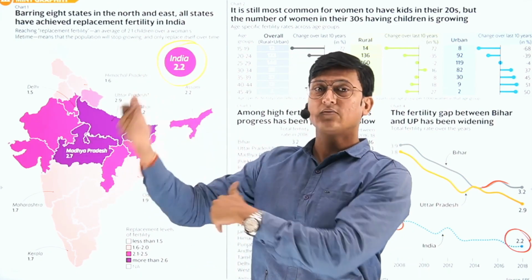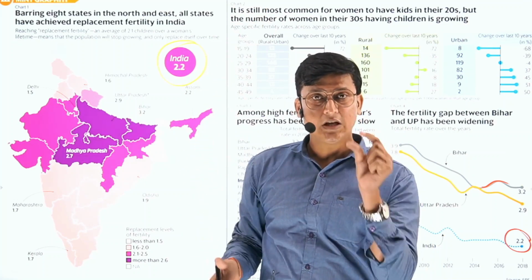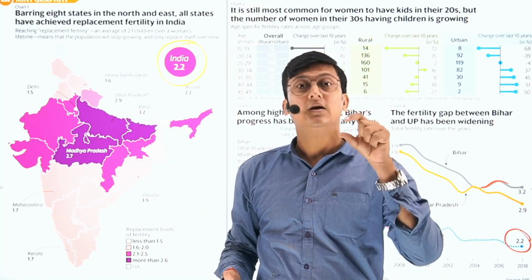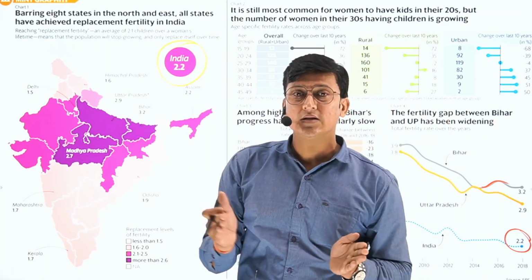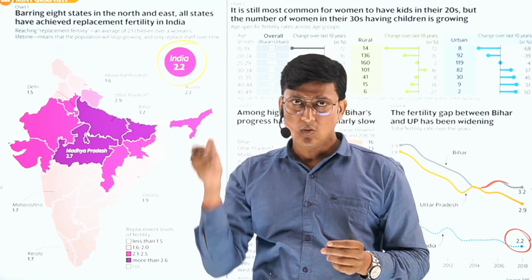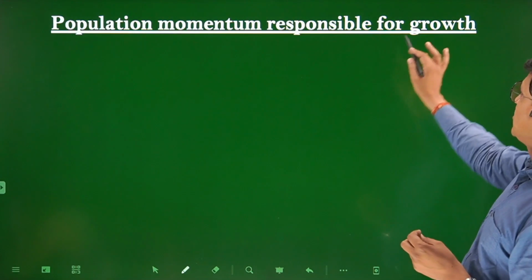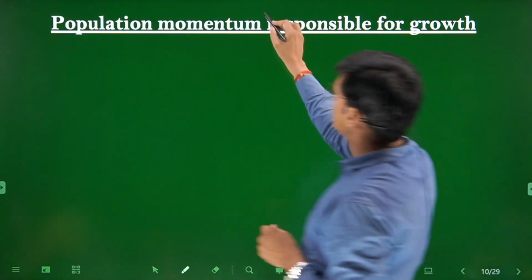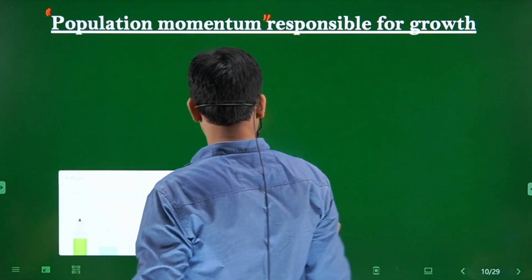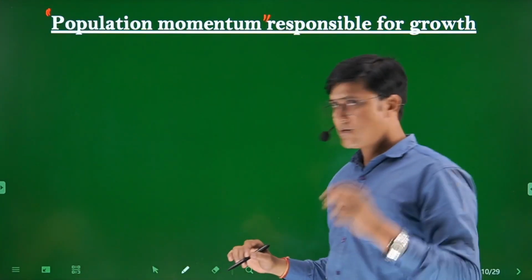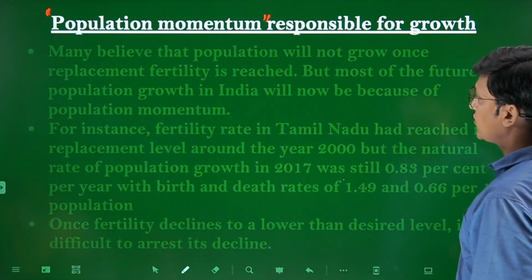Beyond a point, after 2055, this shall start decreasing. We have achieved 2.1 total fertility rate till now. For some time, it will keep on increasing, but after 2055, it shall go down. Population momentum is responsible for the growth. Please remember this word, population momentum. Even after achieving TFR of 2.1, population is still increasing. Why? So there are certain points for that.